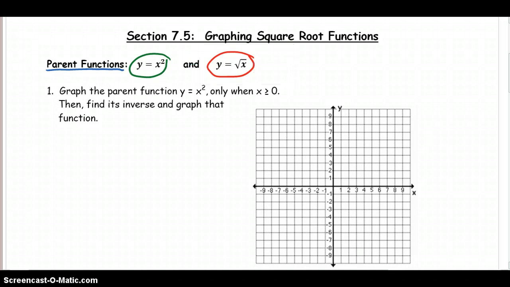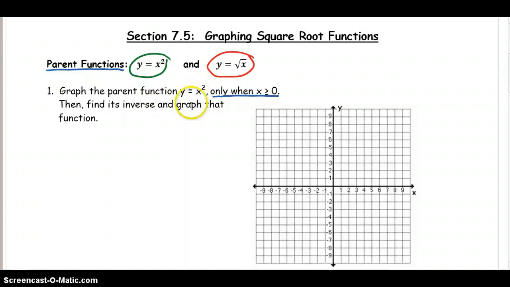In number 1 it says, graph the parent function y equals x squared only when x is greater than or equal to 0. For now don't worry about that, but I'll bring it up when it's important again. Then it says find its inverse and graph that function. See, inverse, already coming up.